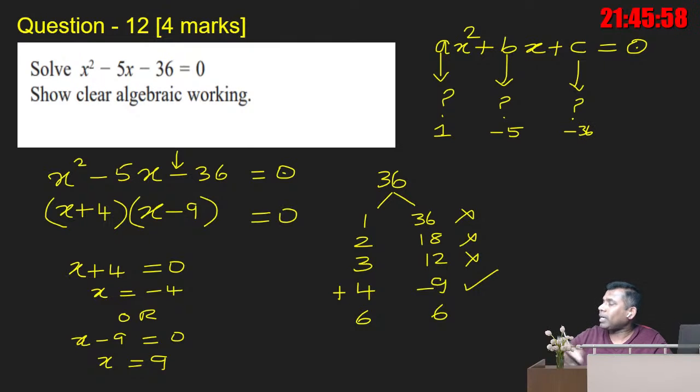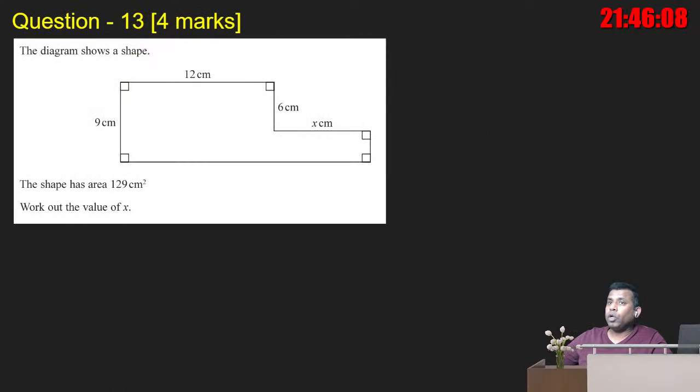I have fed into the calculator and pressed the equal sign. The calculator gave us the answer 9 and minus 4, right? That is my question number 12. Let's move on to question number 13. Again, another 4 marker, right?